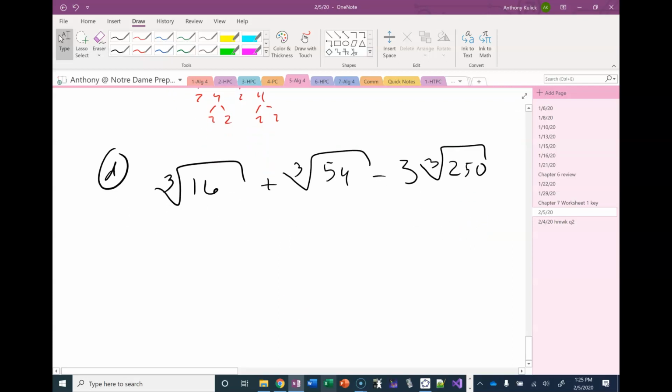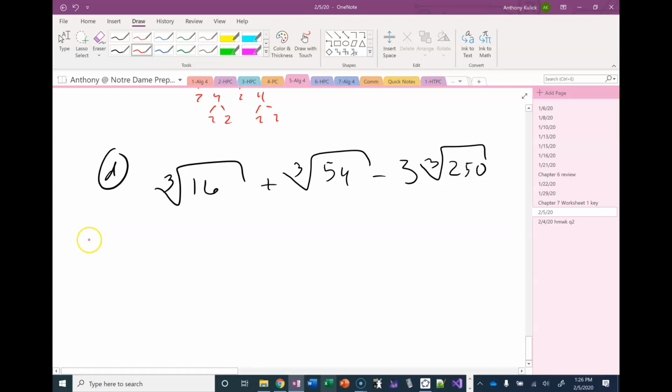So let's say we want to do the cube root of 16 plus the cube root of 54 minus 3 times the cube root of 250. Can I add these and subtract these? Not as currently written, but maybe after I do some reducing I can. So let's start by doing that.